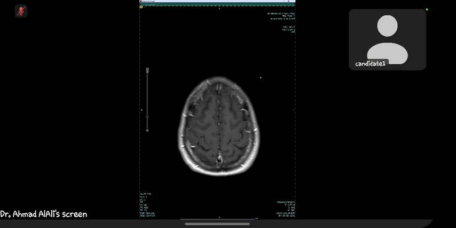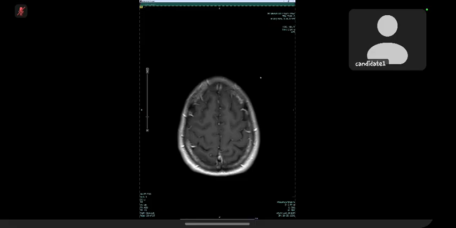Summing up all these findings involving the brain as well as the spinal cord, there is some demyelinating process going on. So this can be acute disseminated encephalomyelitis, but that is more common in the pediatric age group. Multiple sclerosis is the other differential, and some variants of multiple sclerosis can involve a long segment of the cord. That can be the other differential.